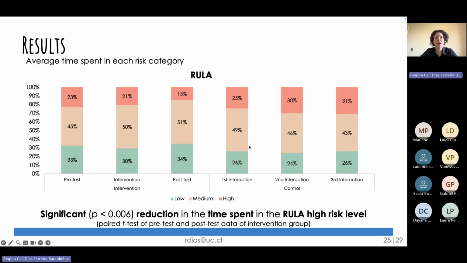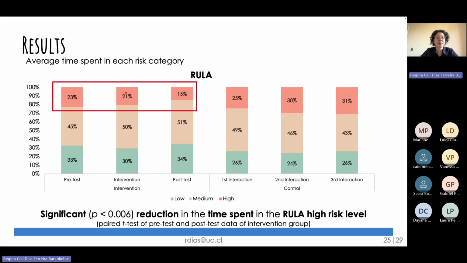So since we have the 2 groups, participants follow this structure. If they're part of the control group, they receive the same operational training 3 times. If they're part of the intervention group, the middle one is the intervention, when they receive the ergonomics training.